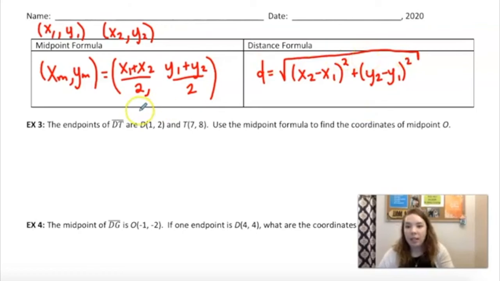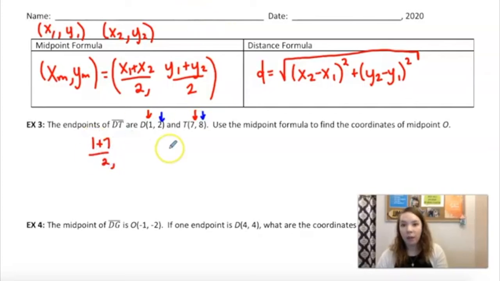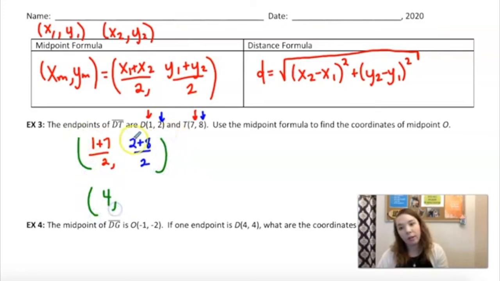The endpoints of DT are 1, 2, and 7, 8. Use the midpoint formula to find the coordinates of the midpoint O. So these two with our red arrows are our x values. These two are our y values, and you average them. So we'll do 1 plus 7 over 2 and 2 plus 8 over 2. That point, 8 divided by 2 is 4, 10 divided by 2 is 5. So point O is 4, 5. That's your midpoint.